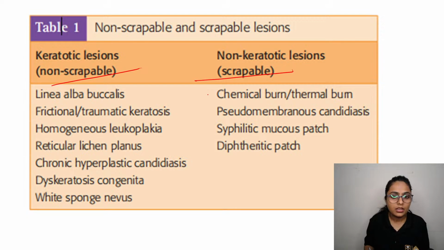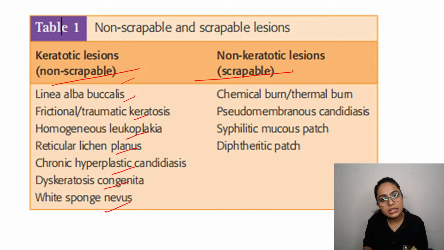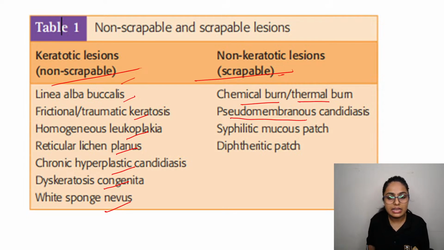So in non-scrapable lesions, you have linea alba, frictional keratosis, homogeneous leukoplakia, reticular lichen planus, chronic hyperplastic candidiasis, dyskeratosis congenita, and white sponge nevus. Which are scrapable lesions? We have chemical burn, thermal burn, pseudomembranous candidiasis, syphilitic mucous patch, and diphtheritic patch.